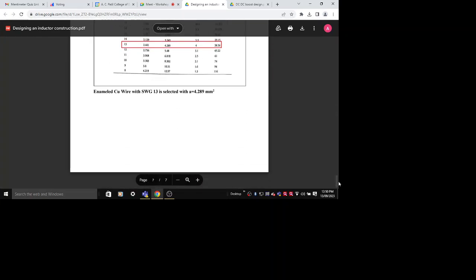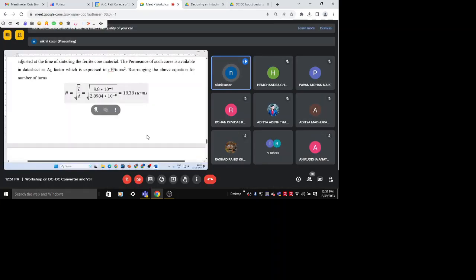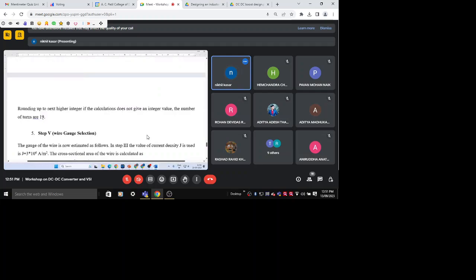So, L divided by the permeance, the values which we calculated, divided by the permeance is 2 to minus 8, both values. How many number of turns? अभी ऐसे टर्न्स तो मारने नहीं हैं, so we have to round to the next higher integer, that is 19. So what is the value of number of turns for this inductor? It is 19.